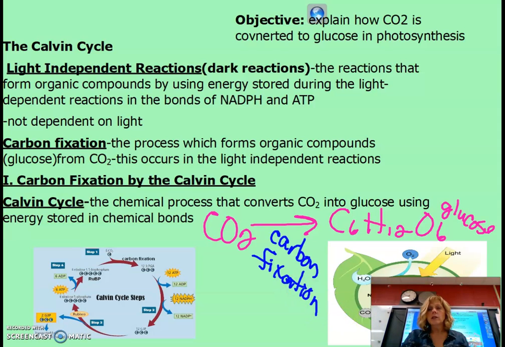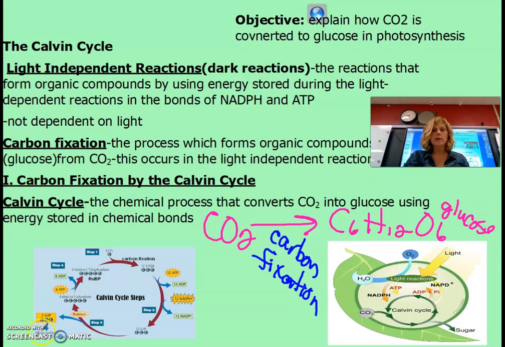So carbon fixation literally means we're converting that carbon from CO2 to glucose. And so you can see there's only one carbon. CO2 means one carbon and 2 oxygen in carbon dioxide. But glucose has 6 carbon. So obviously it's going to take 6 of these to actually produce 1 molecule of glucose.